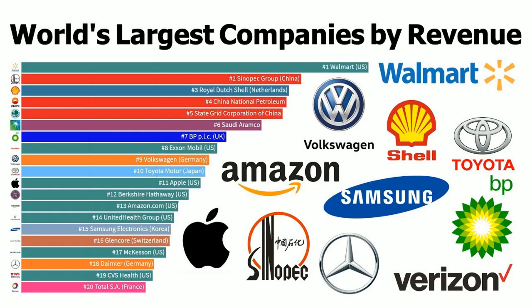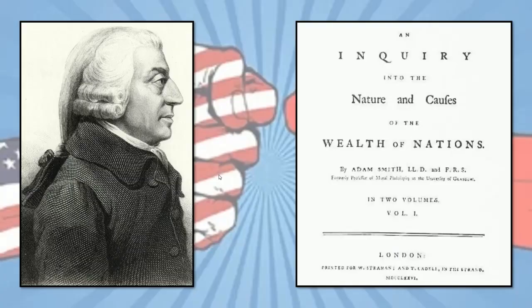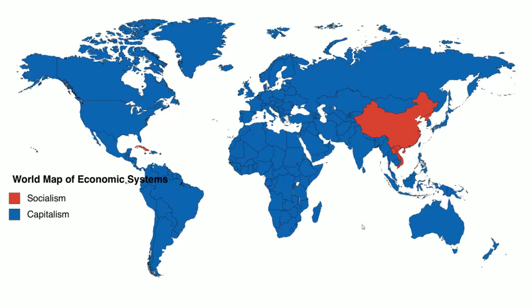Most of the production is held by private properties. And here you have the most important ones in the world, classified by revenue in this case or by market capitalization in this other case. There is no one in Spain. And all of this was theorized for the first time by this guy, Adam Smith, and his most important book is this one, The Wealth of Nations.